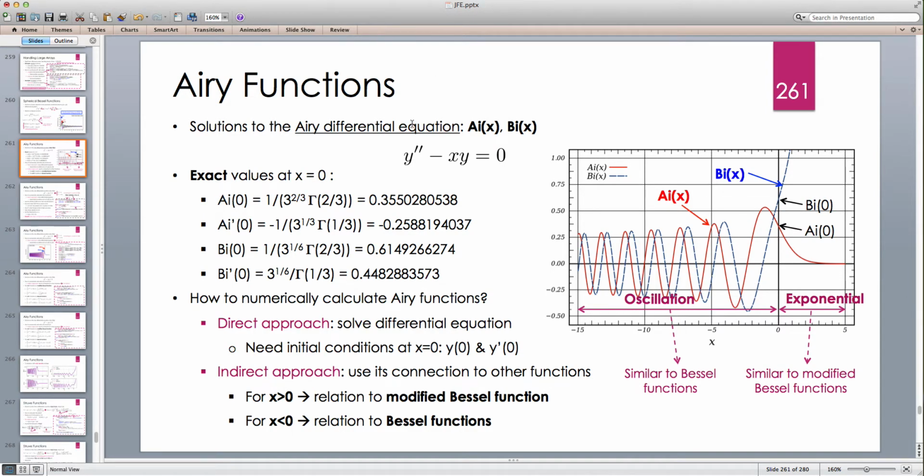Hello and welcome to another Java tutorial. In this tutorial, I'm going to continue our discussion on numerically evaluating Airy functions.